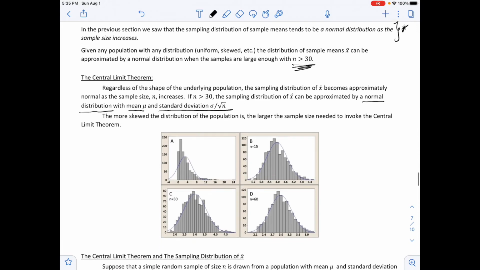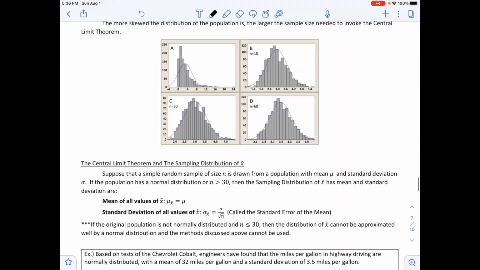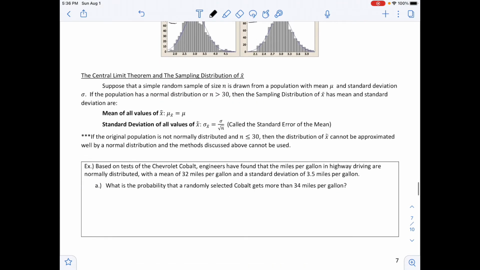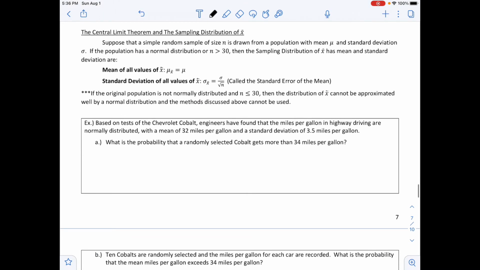Right below this, you can see 4 pictures here. And you can see that as our sample size is increasing, our distribution is getting more and more normal. You can see that normal bell-shaped curve, and also from collecting the data, that histogram. So suppose that a simple random sample of size n is drawn from a population with mean mu and a standard deviation of sigma.